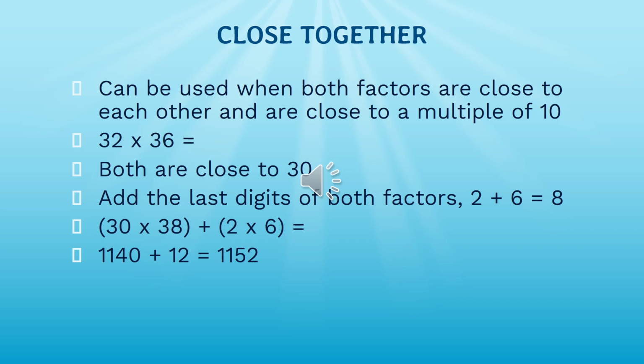Now having that, the next step would be to add the last digits. Now there are other ways, but this is the easiest way. Now, the last digits are 2 and 6. Now take note, the factors both begin with 3. So here I will add 2 and 6, and that gives me 8. Now that 8 would be added to 30. Now my new factors would be 30 and 38. That's a bit handy. So multiplying 30 by 38.